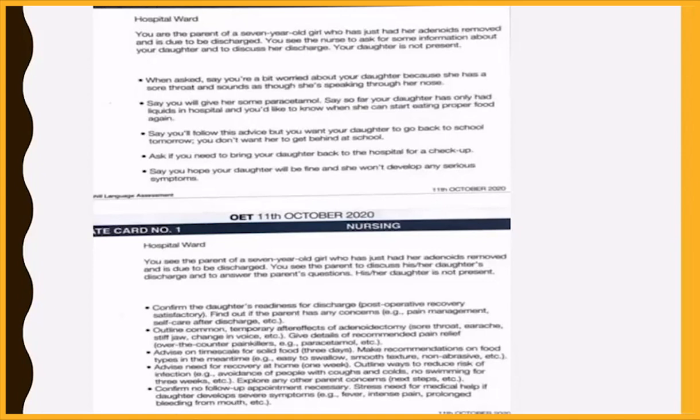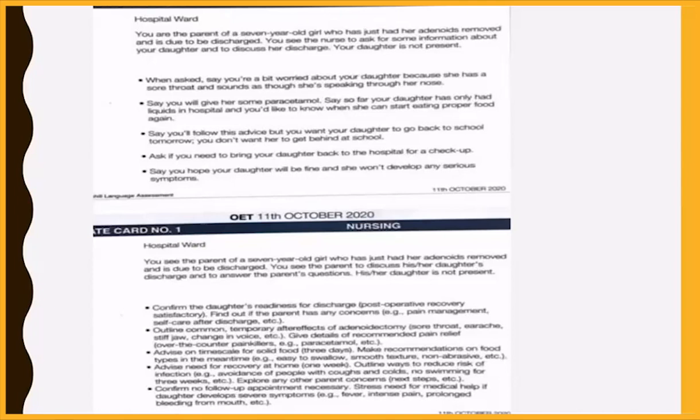And then the next task is find out, which means can I know? Always, find out means can I know? If the parent has any concerns. What are the concerns? Like pain management or self-care after discharge. If she has any doubts regarding the management of a child. So how do you ask? See, you can say it in different ways. This child is going to be discharged, so actually it's glad news. So you can say it like this.